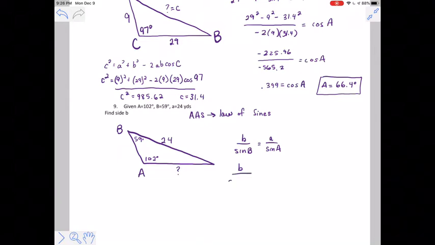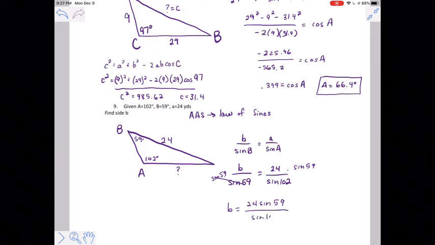We don't know side B or little b, but we do know that sine B is sine of 59, and we know side A is 24 yards, and sine of angle A is sine of 102 degrees. So now, to solve this equation, we're going to multiply by sine 59 on both sides. So B equals 24 times the sine of 59 divided by the sine of 102. Boy, that one was a little more straightforward. We like those ones. My calculator's telling me that side B is 21.03, and this would be in yards.